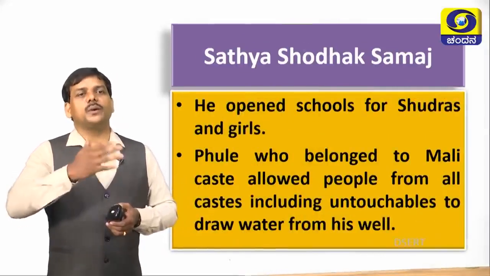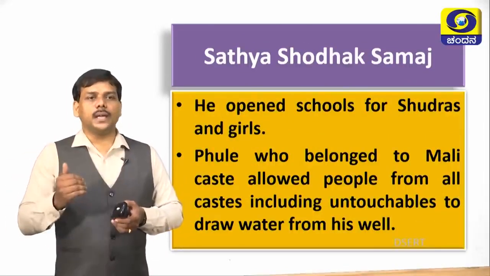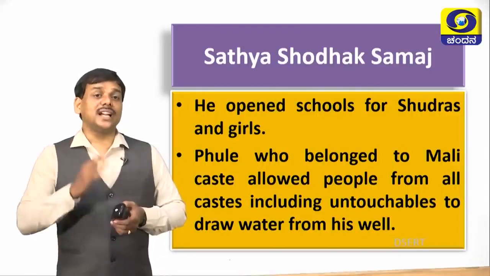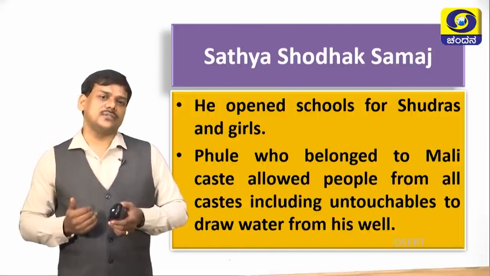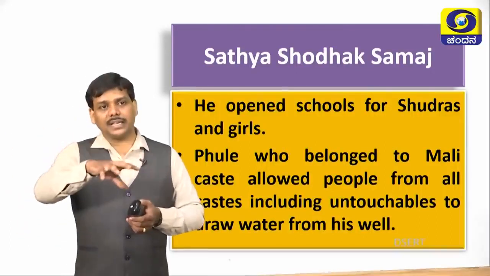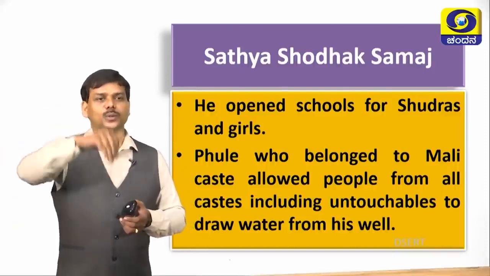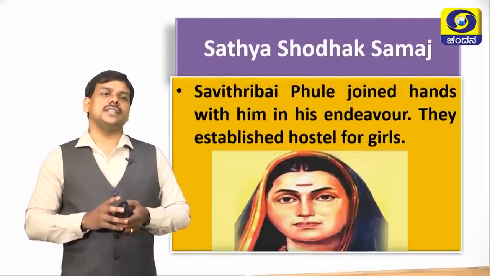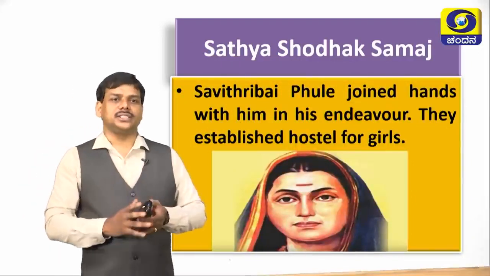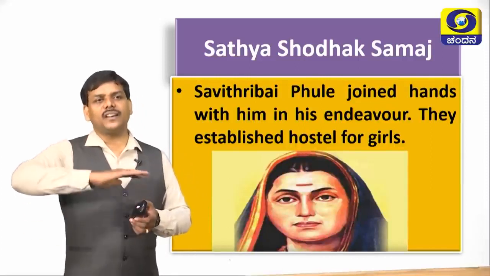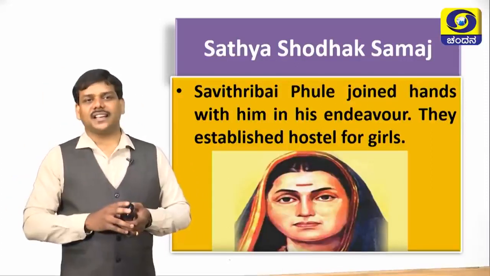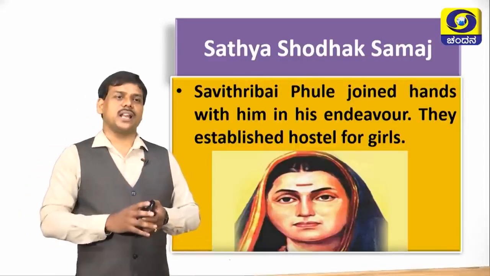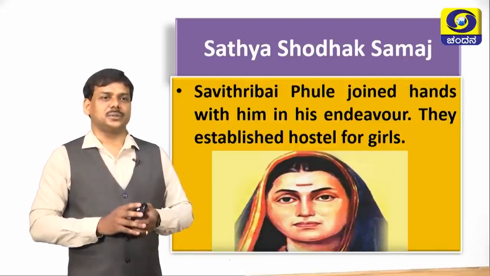He also opened schools for Shudras and girls. Phule, who belonged to Mali caste, allowed people from all castes, including untouchables, to draw water from his well. Even though he belonged to Mali caste, he allowed other caste people to use his well. In his activities, he was supported by his wife Savitribai Phule. She joined hands with him in all his achievements. Both of them started a hostel for girls. So, you have to remember the programs undertaken by the Satyashodhaka Samaj.